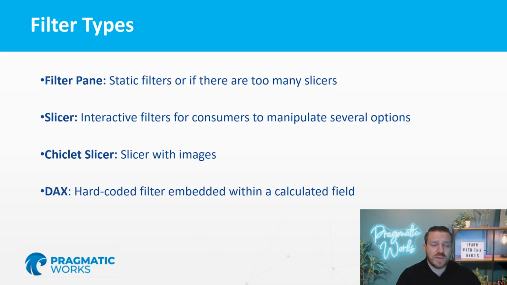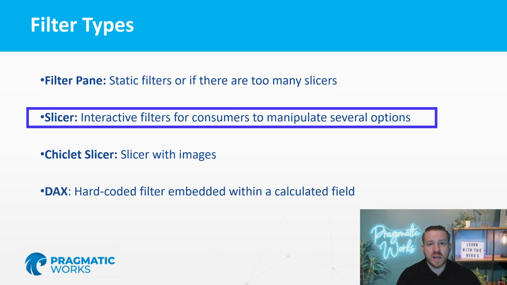The second filter type we're going to discuss is the slicer. Now, the slicer is great if you want your consumers, whoever's going to be consuming this report, to be able to manually change filters on a report page based on whatever option they want to have. This way you could have one or several different slicers on your screen, and choose, all right, I want to look at this demographic and this demographic and this demographic, so on and so forth, and have that all filtered down to just the relevant items there.